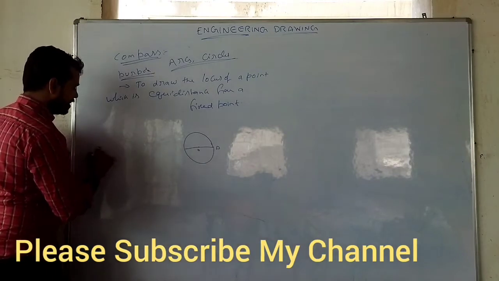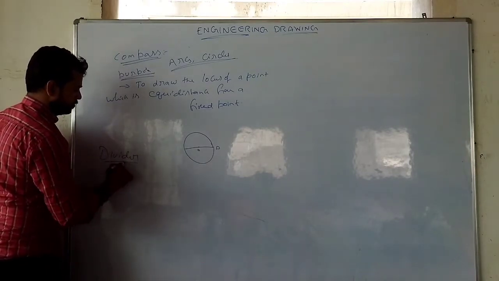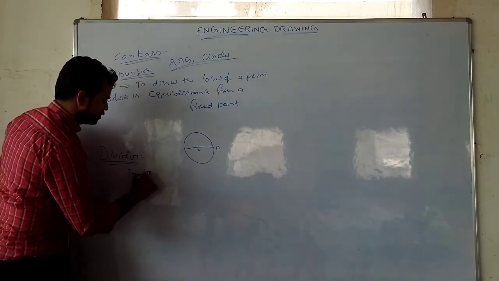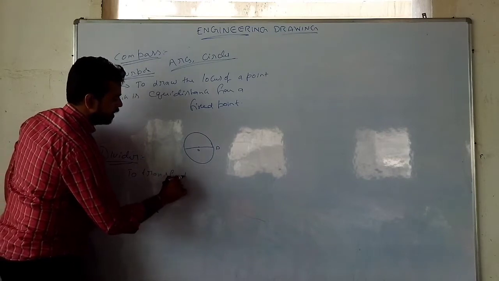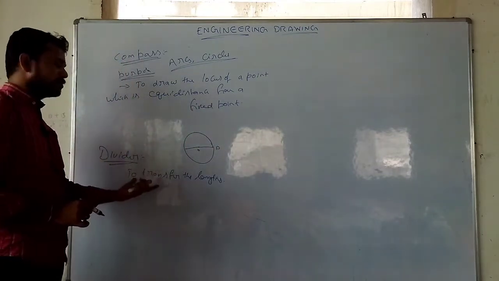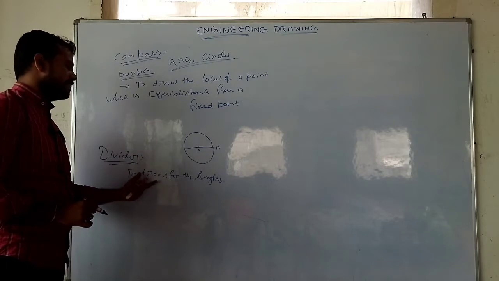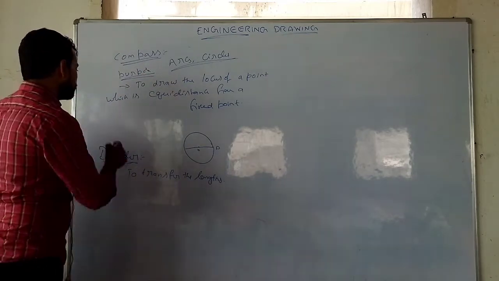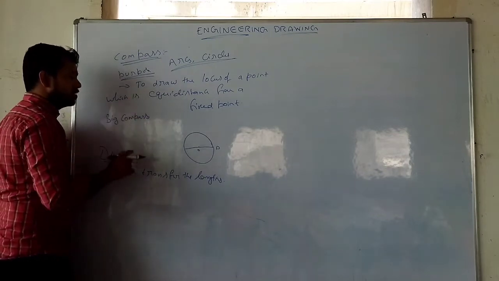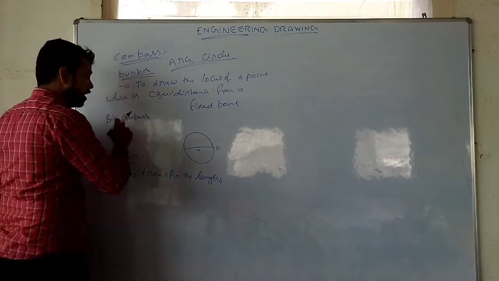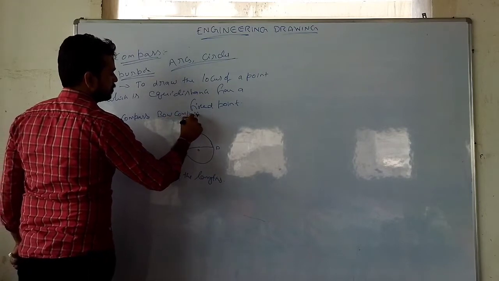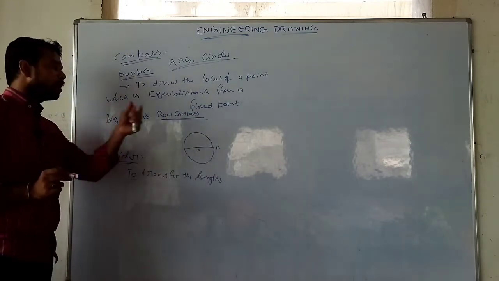Then what is the help of divider? What is the purpose of divider? To transfer the lengths. To change lengths from one place to another place, you can use divider. Okay, this is the compass. Compasses are of two types. One is the big compass, to draw very big radii and very big arcs. Another one is the bow compass, used to draw very small loci of points.